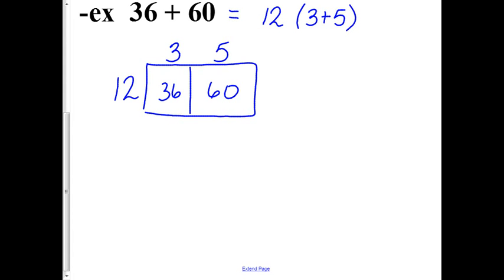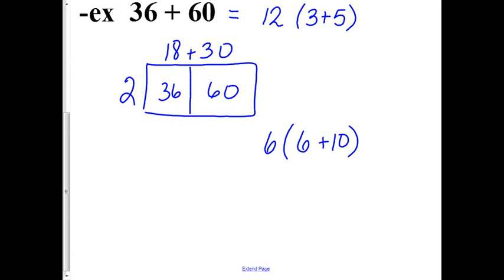Now, people will sometimes say, well, can you do it a different way? Can you do it as maybe you could do 6 times the sum of 6 and 10? And will this work? Well, yeah, technically you have factored that. And it is a correct factorization. It's just not the best factorization. Another factorization could be 2 times the sum of 18 and 30. Again, that is a correct factorization, but it is not the best factorization.